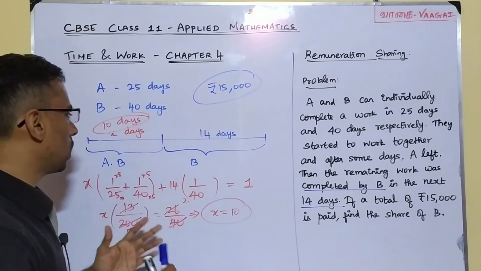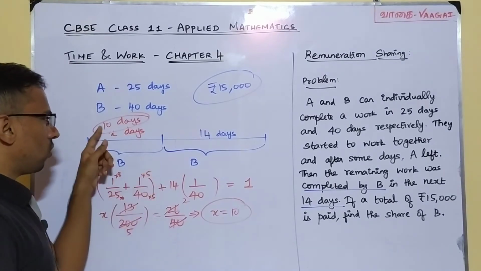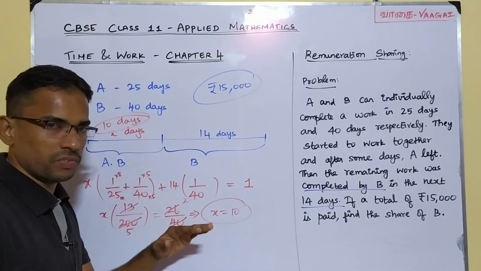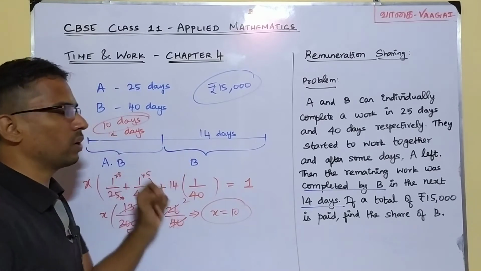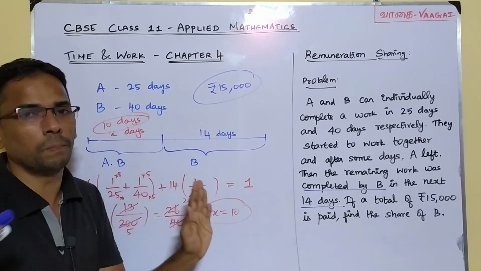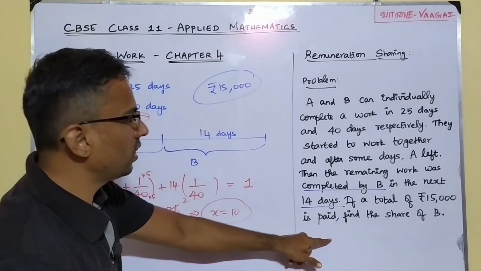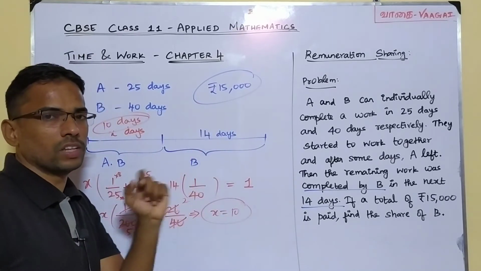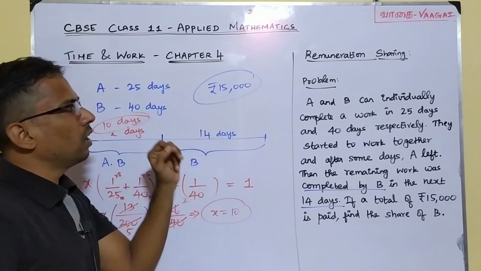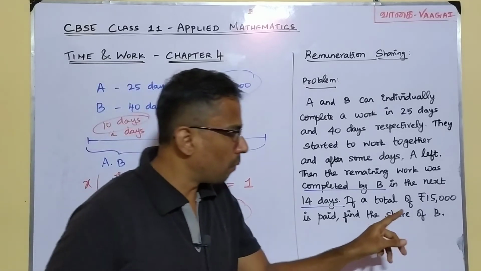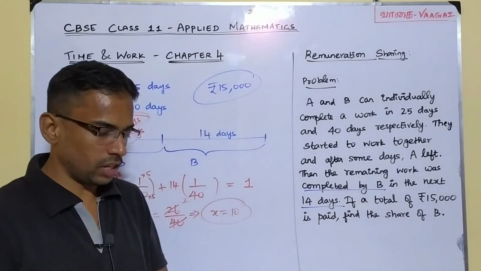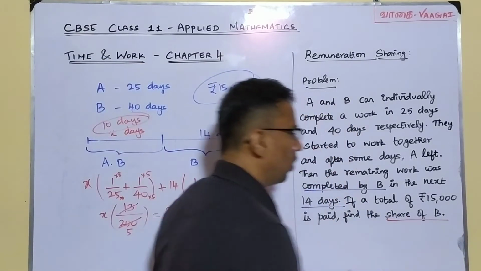Now we are very sure about A and B. They worked for the first 10 days. Then A left. Then B is working for the next 14 days. The work got over. Work is completed. Everything is fine. But finally, we have our point. What is the point given in the question? They are totally earning 15,000 rupees. My question is, find the share of B. So what is the share of B?